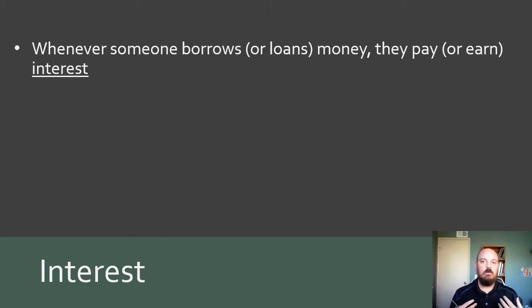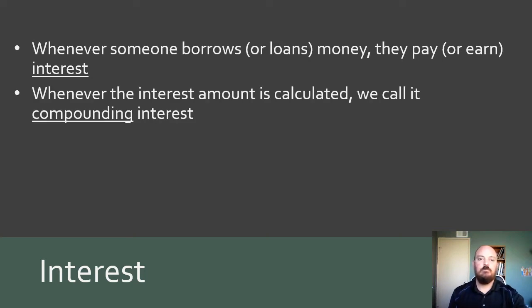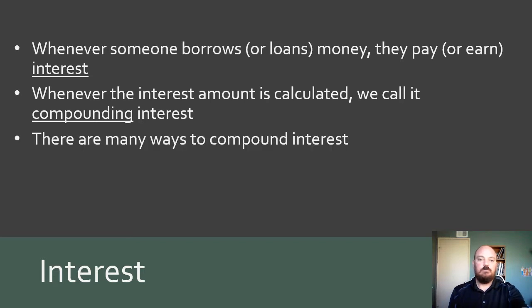Basically, whenever anybody either borrows or loans money, they are either going to pay or earn interest. If you borrow the money, you pay interest. If you loan money, you earn interest. Now, whenever that interest is calculated, we call it compounding interest. And there's a lot of different ways to do it.